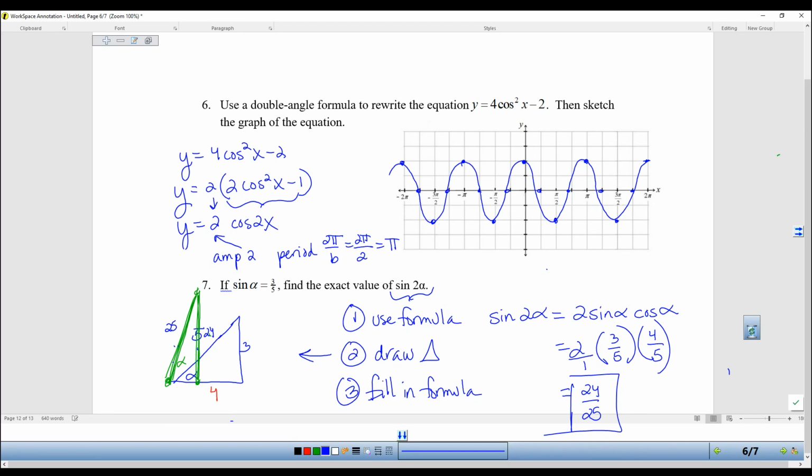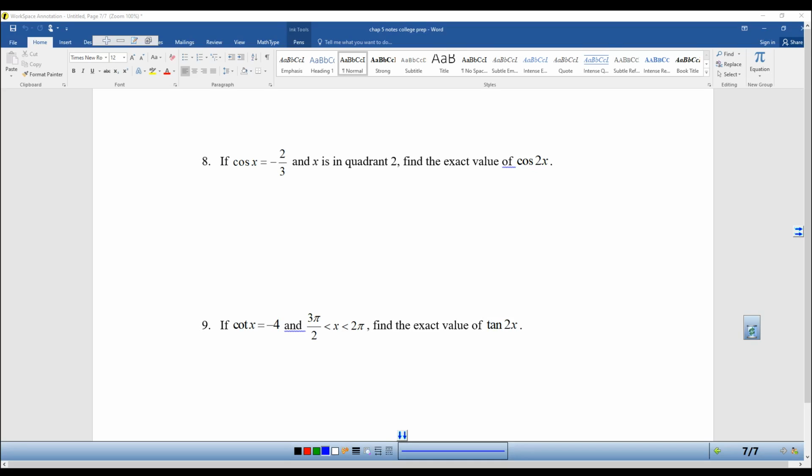Let's do another one of those. What's going to make 8 a little bit different is that you have 3 choices for cosine of 2x. I think I told you that your step 1 should be to use the formula. So people always ask me, which one do I choose? Well, you've got 3 choices. The first one listed on your first page, if you go back there, is cosine squared x minus sine squared x.